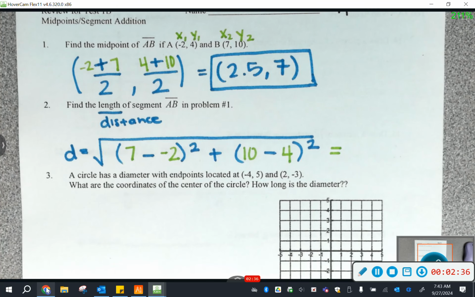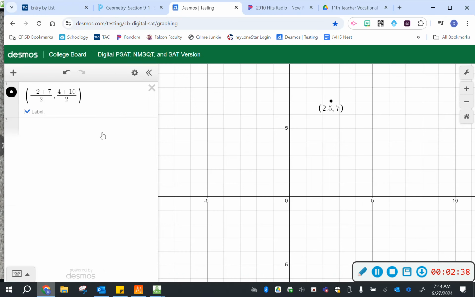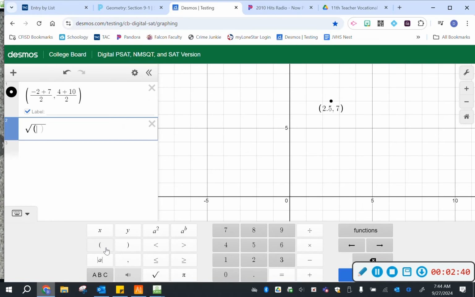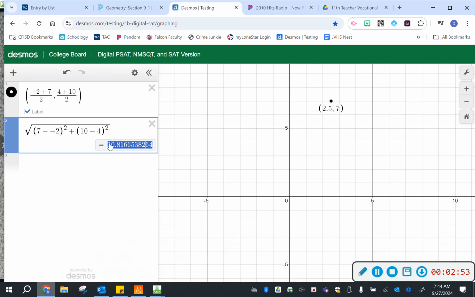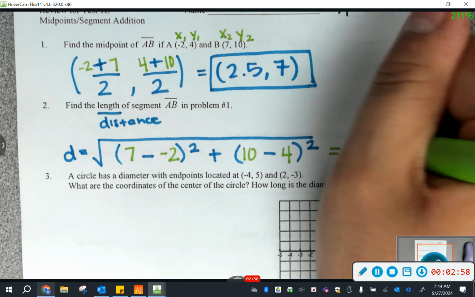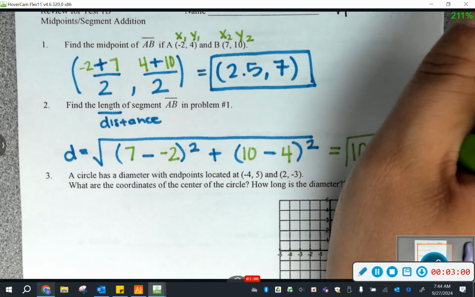Do we get a pretty number or a decimal? Let's see. The square root of 7 minus -2, 10 minus 4 squared. And again, you need to only go one decimal place. So 10.8 is all you needed to write down. You didn't need to write down any more than that.